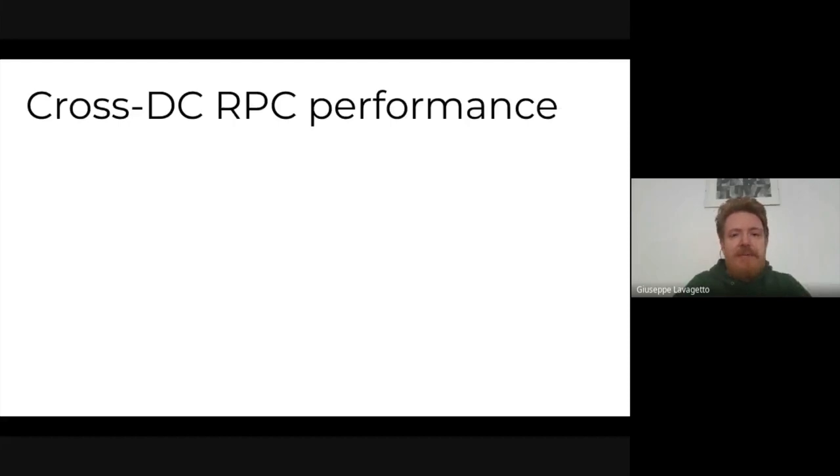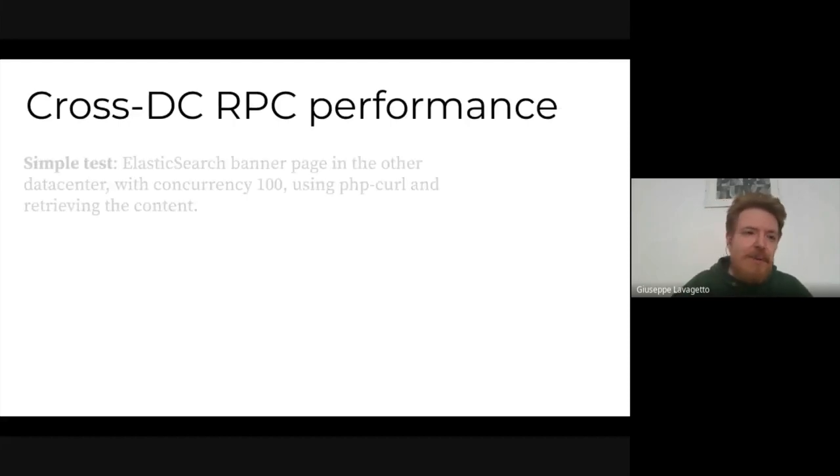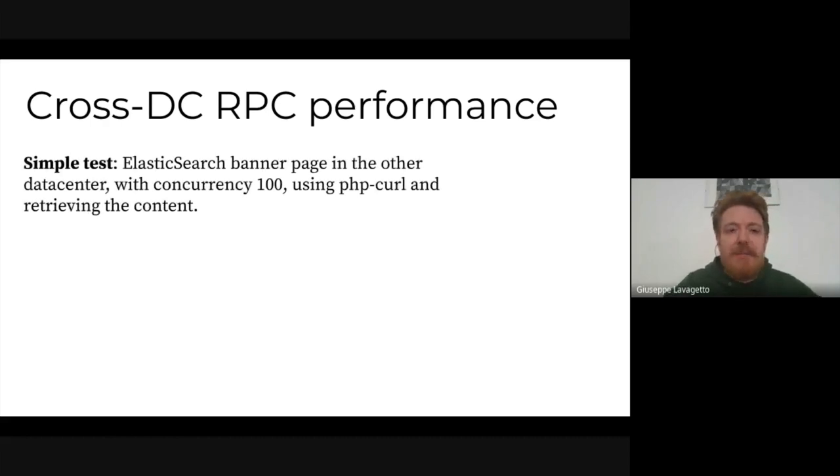And to do that, we just did this very, very small benchmark of cross DC performance in our production environment. We wrote a small script that would fetch, using the PHP curl extension, the Elasticsearch banner page from the other data center, which is 35 milliseconds, more or less, round trip away. Then we called this script with a concurrency of 100 under three different conditions.